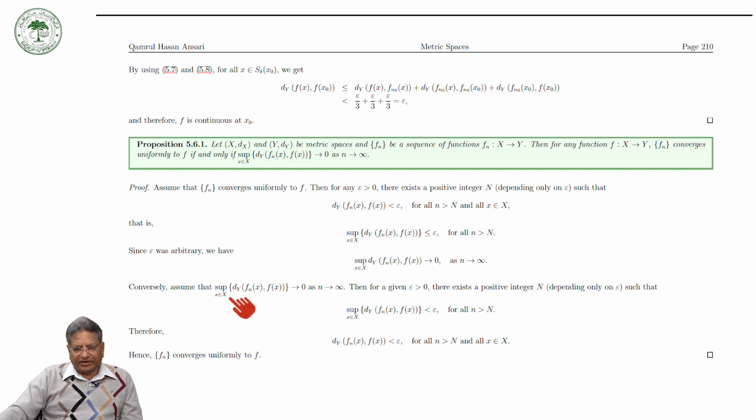Then again, by the definition of convergence, for a given epsilon positive, there exists a positive integer N depending only on epsilon, such that this is less than epsilon for all n greater than N. But this means what? The supremum of this is less than epsilon. It means that this term must be less than epsilon for all n and for all x. So it means that Fn converges uniformly to F.